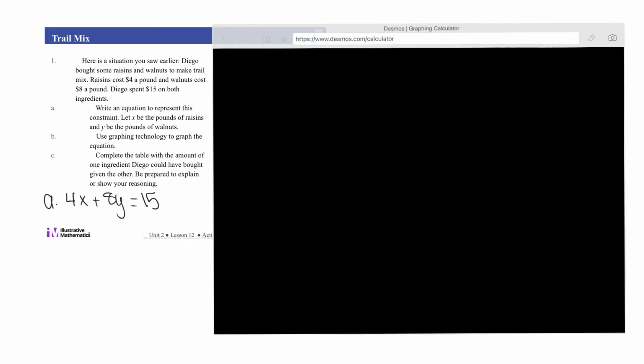And this is the equation we came up with today in class. 4x plus 8y equals 15. This would give us the cost. It shows the relationship between the pounds of raisins and the pounds of walnuts.